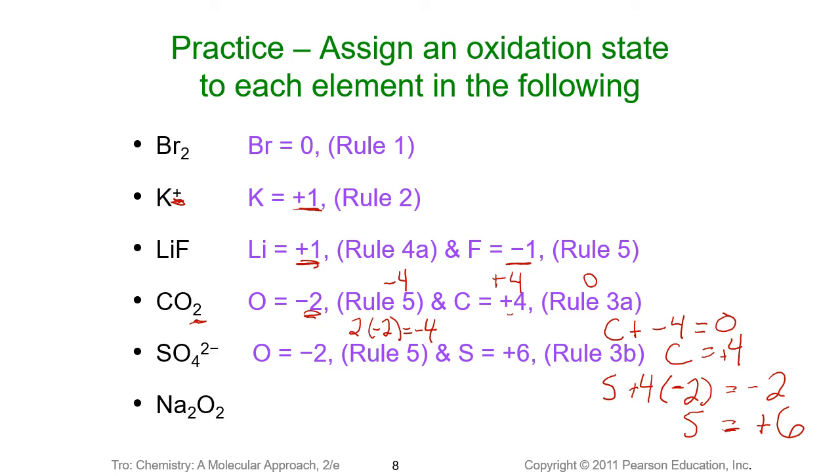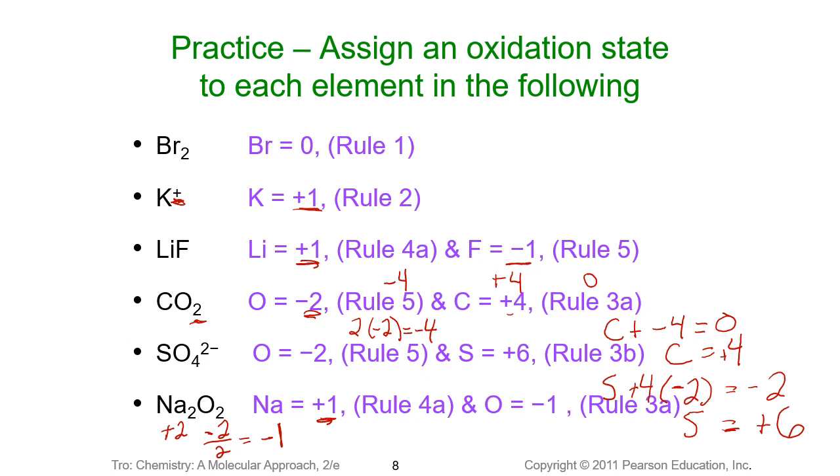Now the next one's a little tricky. Because the sodium is higher priority, we're going to assign the sodium as a plus 1, and because there's 2 of them, the cation portion is a plus 2. That means that the O2 needs to be a minus 2 because there's 2 of them. Each oxygen is a minus 1. So this isn't very common, but this is a case where, because the sodium's higher priority, the oxygen gets what's left.